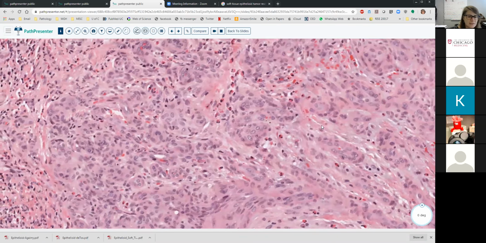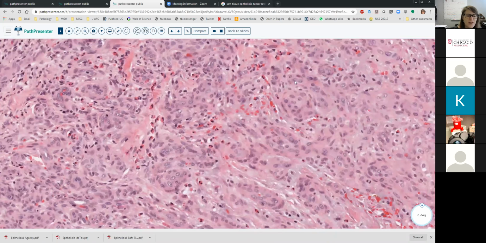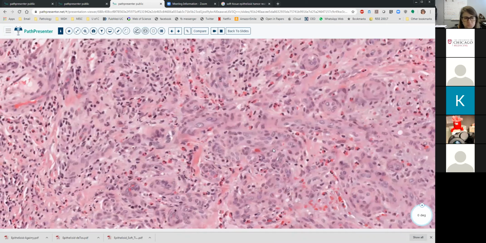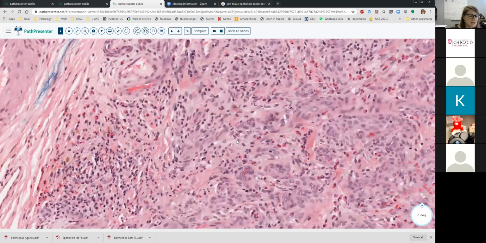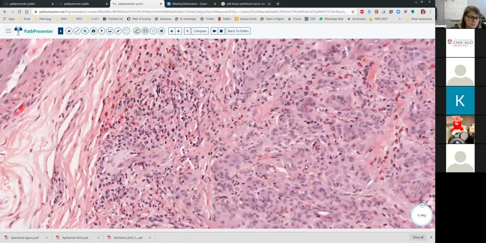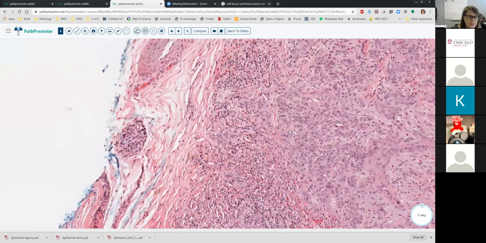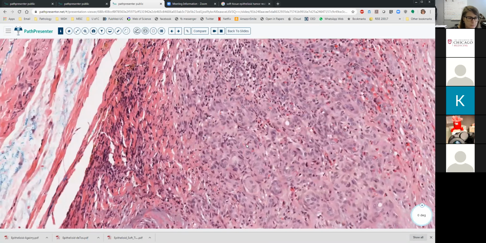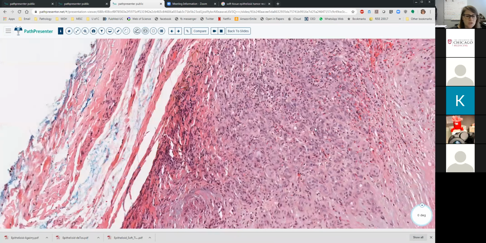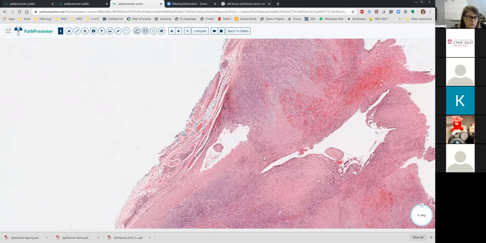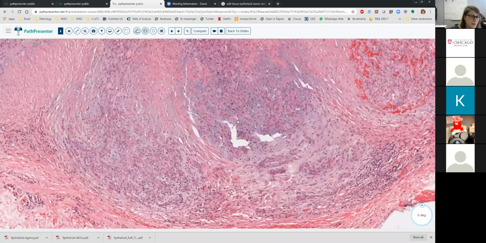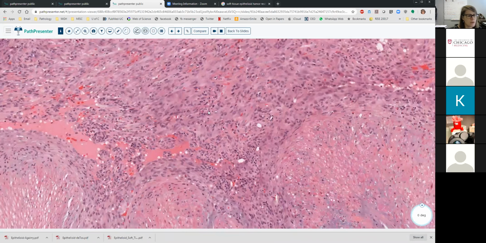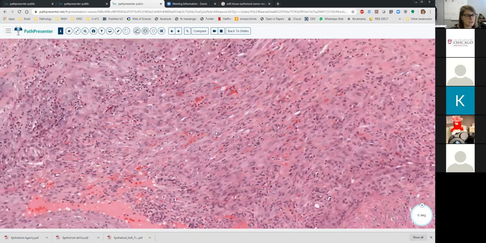The difference with this is, do we see very prominent nucleoli? No. Do we see necrosis? No. Do we see tons of mitoses? We may see a few, which is allowed. We do not. So, those of you who are voting, I wanted to show you the spectrum of epithelioid vascular lesions, ranging from benign to malignant to intermediate.